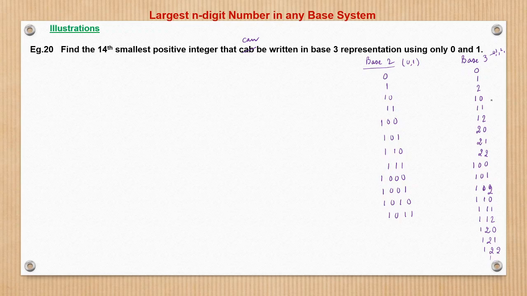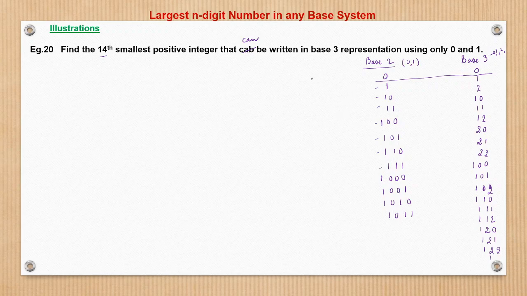Now, this is the hierarchy of the numbers in increasing order in base 3. Now, instead of the 14th, we will take some smaller number. Say we take the 7th number. The 7th smallest positive number, so we exclude 0, right? So the 7th positive number would be 1, 2, 3, 4, 5, 6, 7, right?